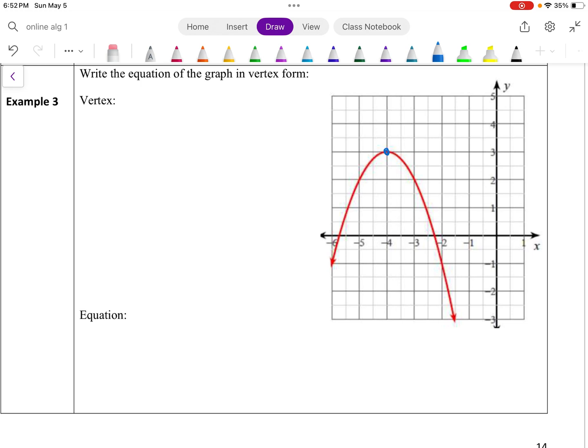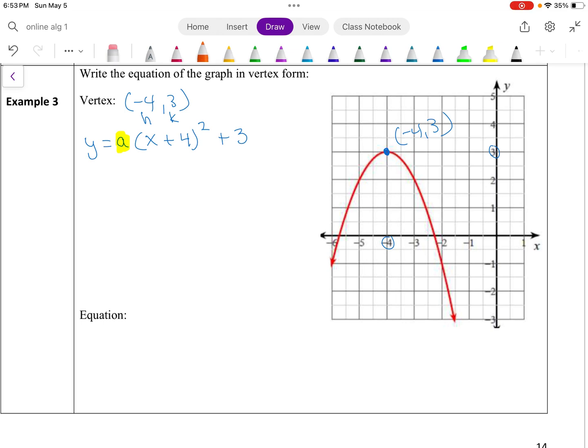Well, we always start off by finding that vertex. Here's my vertex. This is the point -4, 3. So there's my h, there's my k. So I'm going to write this down so I can see what I know and what I need to find out. The sign for h flips, so this becomes a +4. The sign for k stays the same, so it's going to be a +3. Well, I'm halfway there. I need to find a.